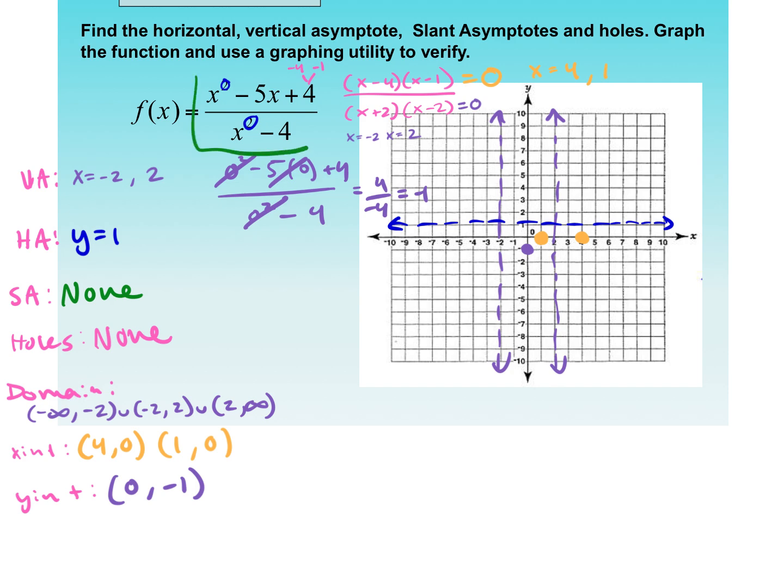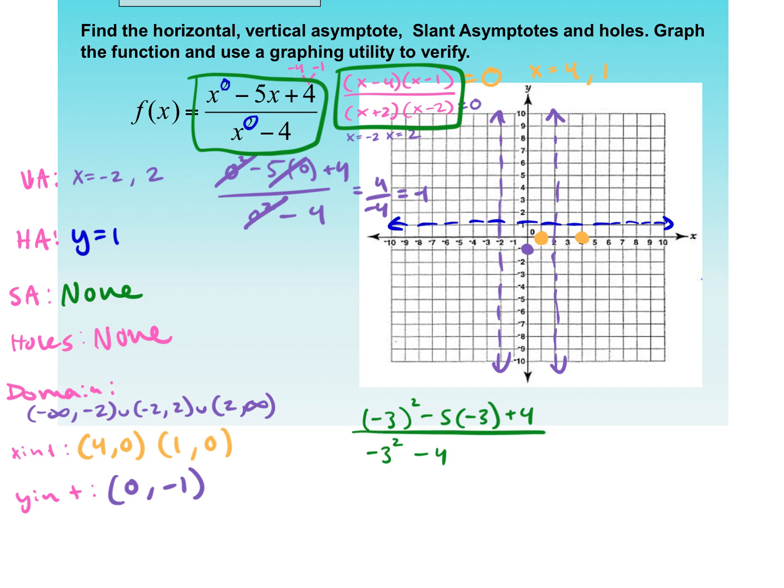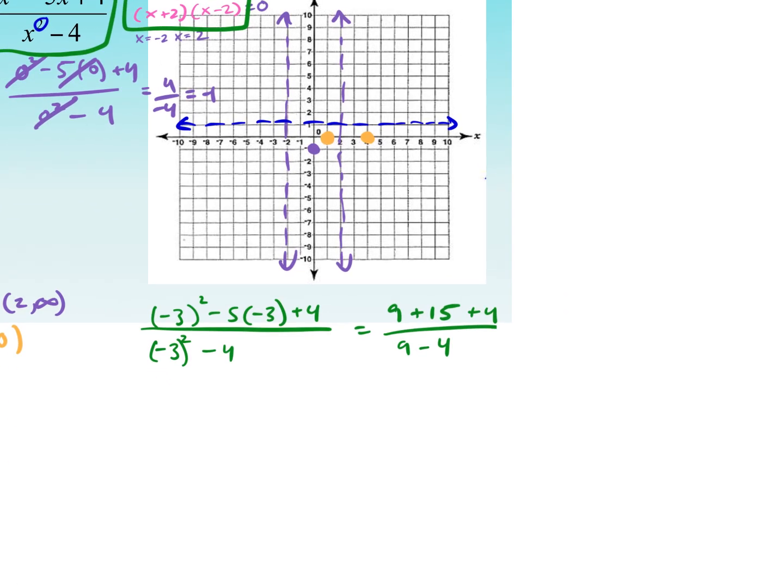You can plug it into the original function, or you can plug it into factored form. Either way, doesn't matter. Plug in whichever one you like better. I'll plug it into the original. So let's plug in -3. Got -3 squared minus 5 times -3 plus 4, and then -3 squared minus 4. So 9 plus 15 plus 4 over 9 minus 4. This would be 24 plus 4, so 28 over 5.